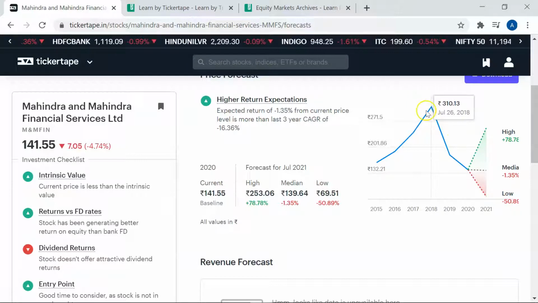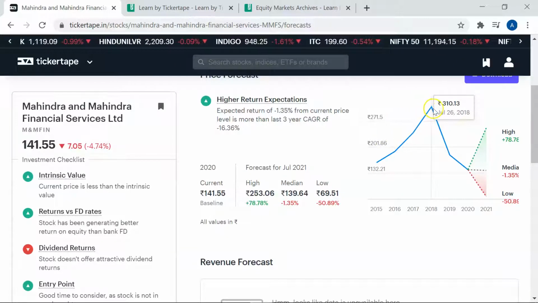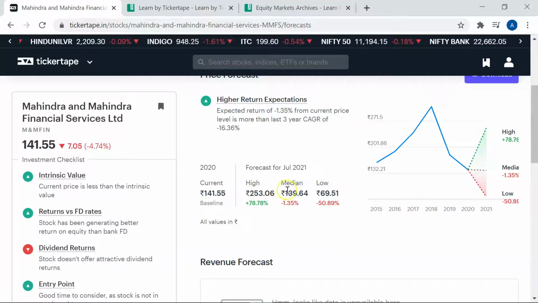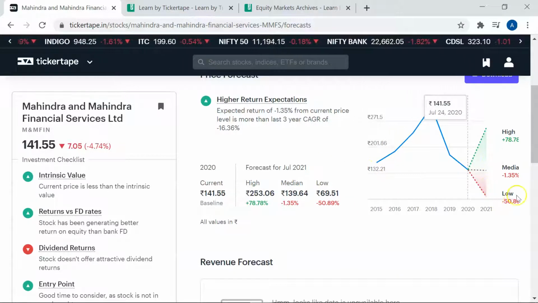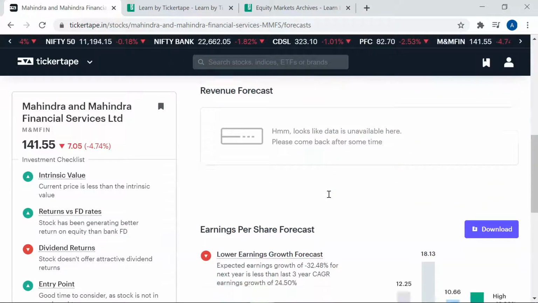If you see here, based on the past data, it has a highest value of 310. So it is predicting that in the next 1 year it might go till 253. In the past it had lower values, some lower peaks also. Based on that, it is predicting that it might go till 69, but it is not telling exactly whether it will follow case 1 or case 2 or case 3. That is the major disadvantage here.